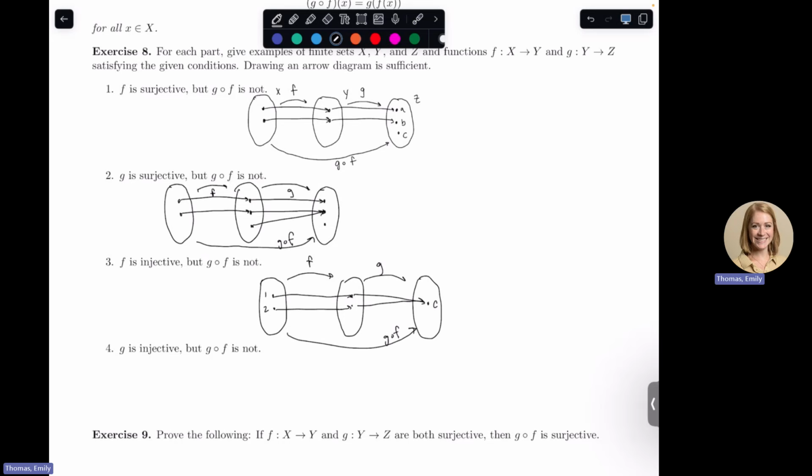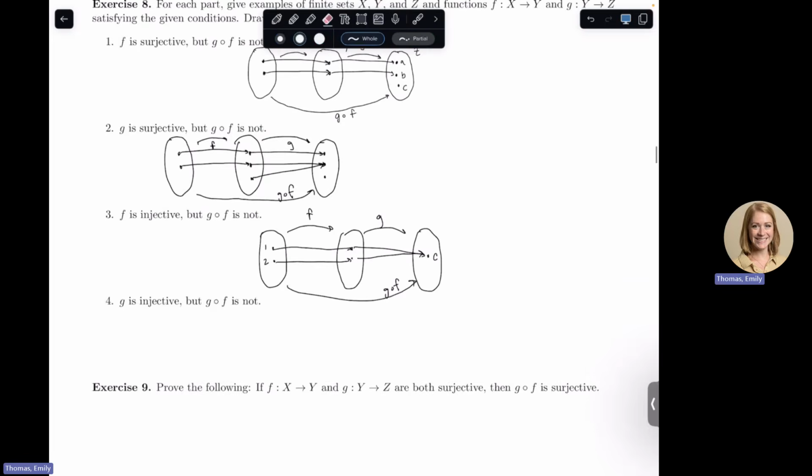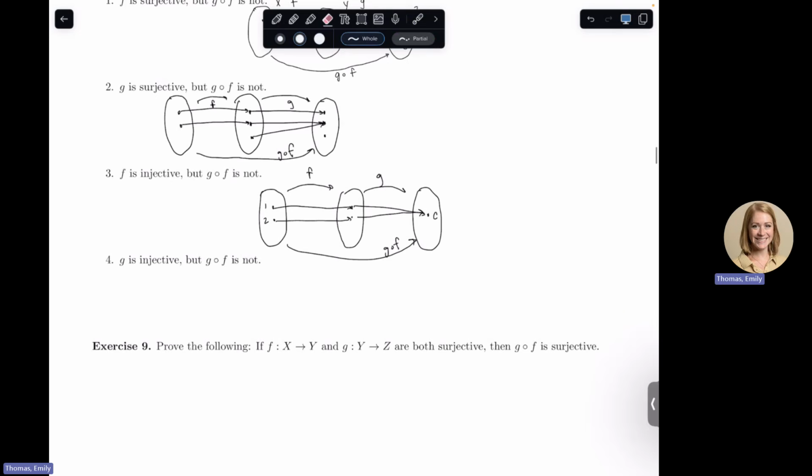Okay. Number 4, g is injective, so g is 1-to-1, but the overall function, the composition, is not. What about 3-2-2? Huh? Yeah.